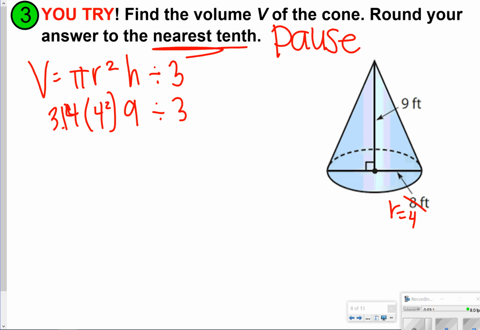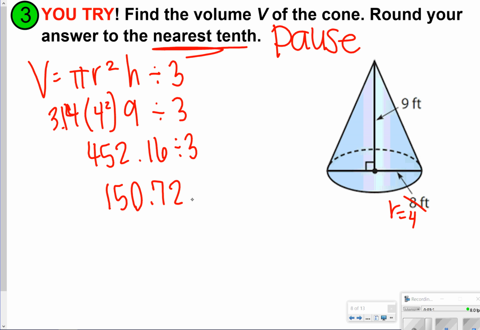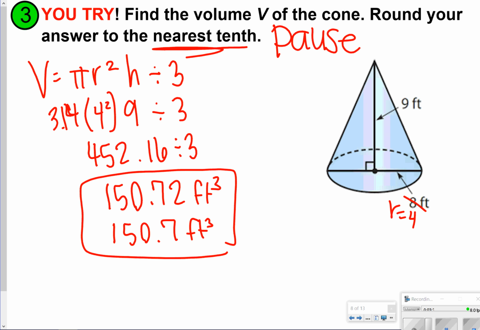So with 3.14 times 16 times 9 is going to give us 452.16, and then we're just going to divide all that by 3 to get 150.72 feet cubed. So if you wanted to write 150.7 when you rounded to the nearest tenth, that would be fine as well.